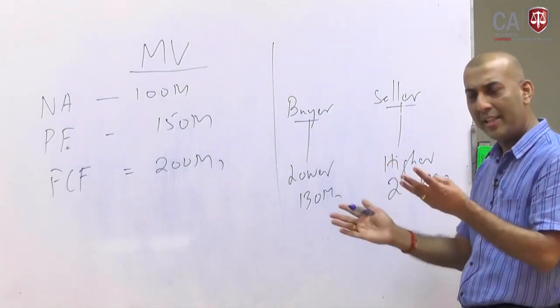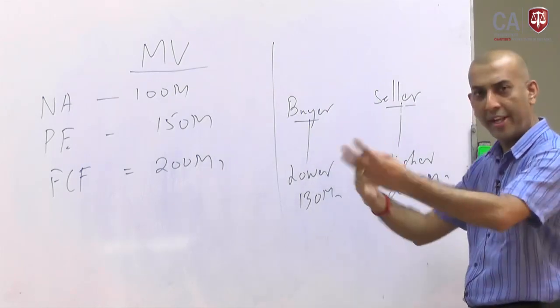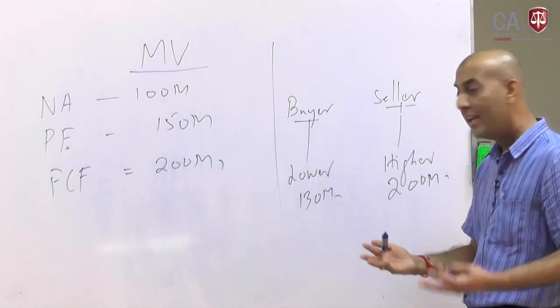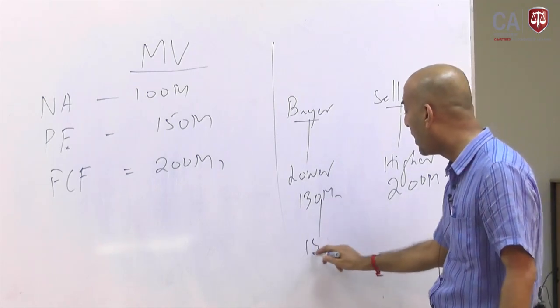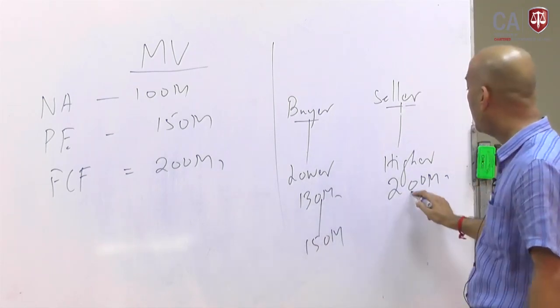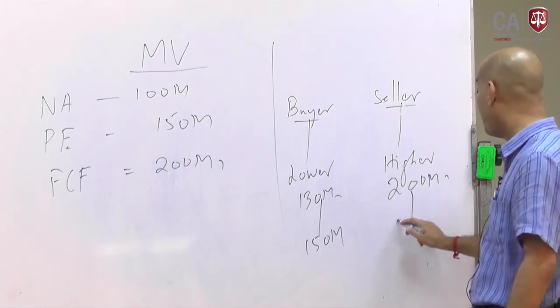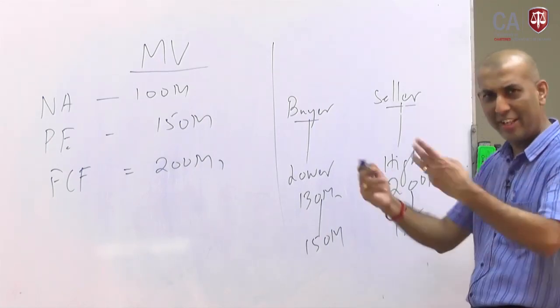So there are pluses and minuses, and both parties will talk about them at the negotiation table. Finally, they will come to a decision. Okay, from 130 million, you will increase to 150 million. If he is interested, he will bring it to 175 million. These are just negotiations.